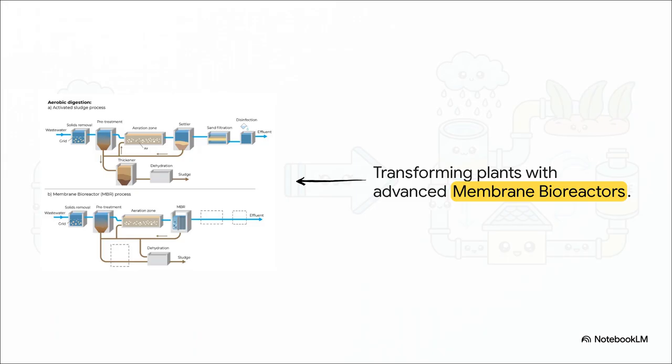Instead of relying on those massive old-school settling tanks, MBRs integrate micro and ultrafiltration membranes directly into the process. These membranes are so incredibly fine that they physically retain the tiniest particles. The result is water that is so clean it can be immediately reused for things like agricultural irrigation. And the best part? It takes up a mere fraction of the physical footprint of an older plant.